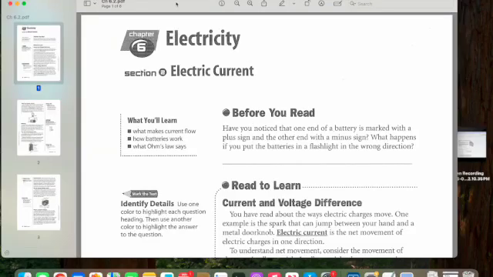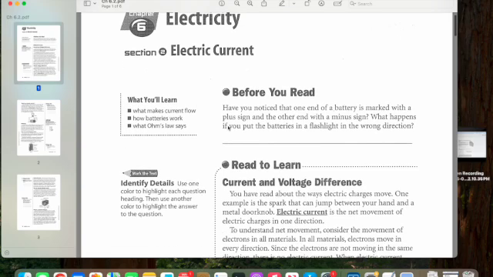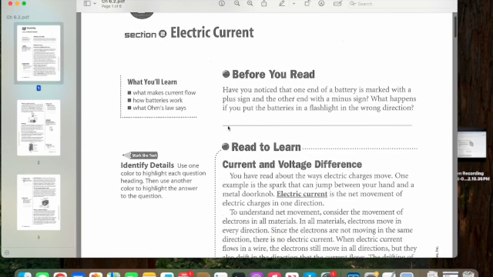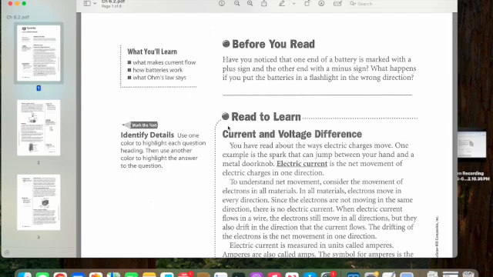Okay, so this is going to be a read through of Chapter 6, Section 2 on electric current. It says, before you read, have you noticed that one end of a battery is marked with a plus sign and the other end with a minus sign? What happens if you put the batteries in a flashlight in the wrong direction? Most of you probably know this, but it doesn't work. So that's what we should write on this line right here.